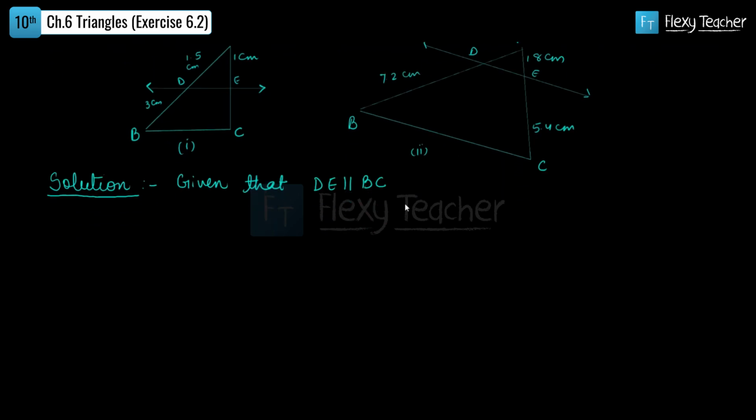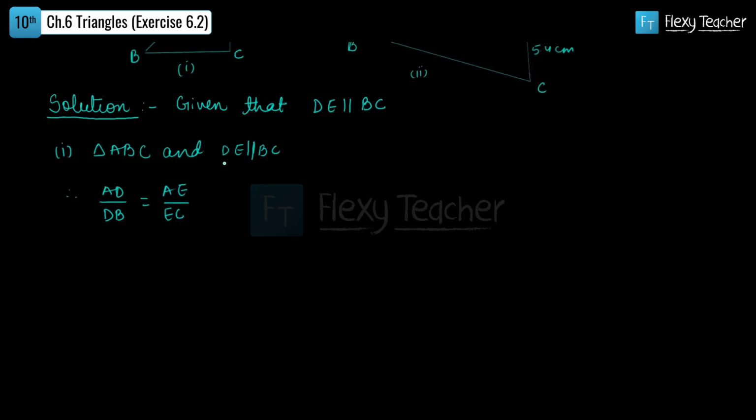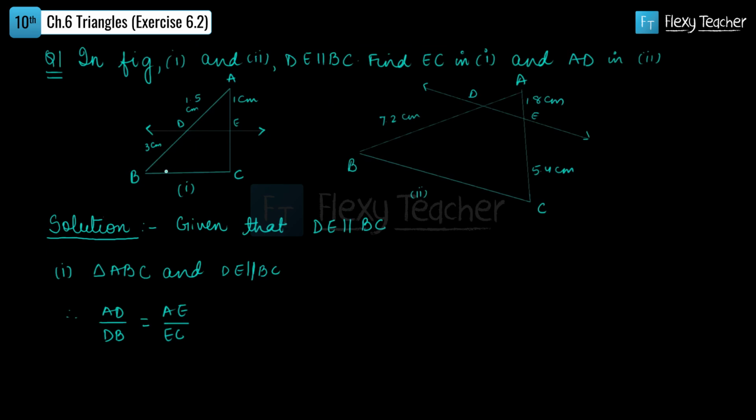Okay. So in the first case, triangle ABC and DE is parallel to BC. Therefore AD upon DB is equal to AE upon EC. Let us see the triangle ABC. Because DE is parallel to BC, we can say that AD upon DB is equal to AE upon EC.